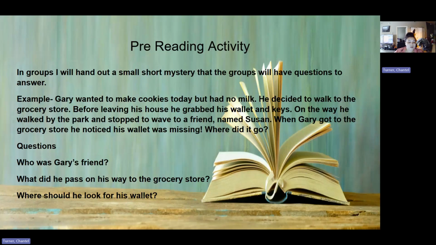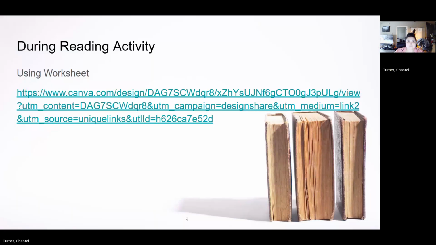Where did it go? And then the questions they'll answer after are: who was Gary's friend? What did he pass on his way to the grocery store? And where should he look for his wallet? So these questions really go back into the comprehension of the story, being able to go back and summarize it, start thinking of clues, and how this helps them figure out their own critical thinking of, okay, where should we start? Where do we think the wallet went?